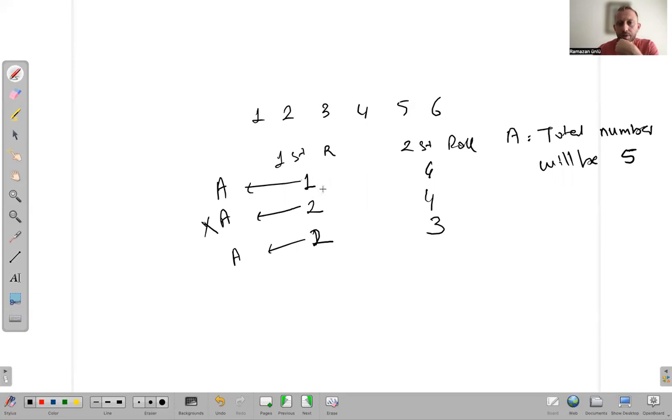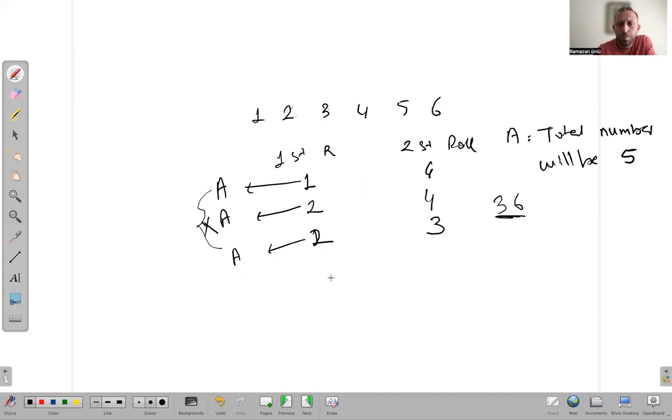How many different pairs of results can we get? This is 6 times 6, right? 1,2; 1,3; 1,4; 1,5; 1,6, etc. So we can get 36 different pairs. How many of them will be in A? 2 of them, I think: 1,4 and 2,3. There is no other option.